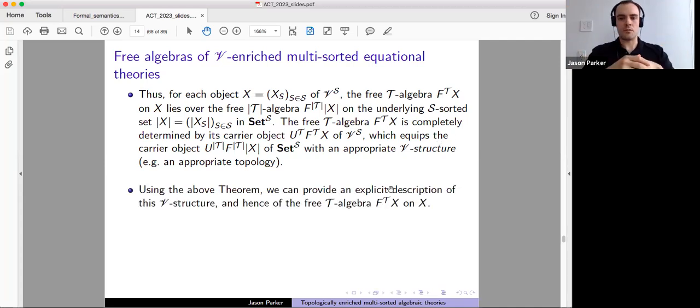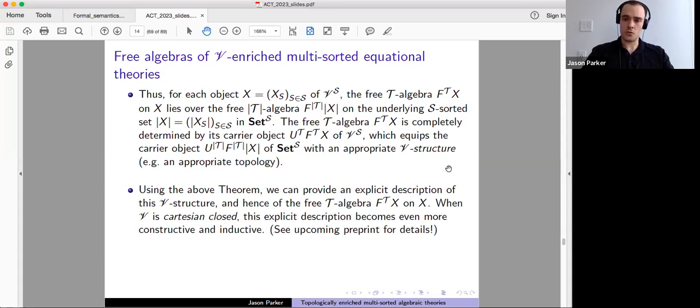So using the above theorem, we can therefore provide an explicit description of the V-structure that I mentioned here, and therefore of the free T-algebra on X. And when V happens to be Cartesian closed, this explicit description becomes even more constructive and inductive. And this is often the case. So most of the examples I mentioned are Cartesian closed. Well, yeah, so most are, but not all.